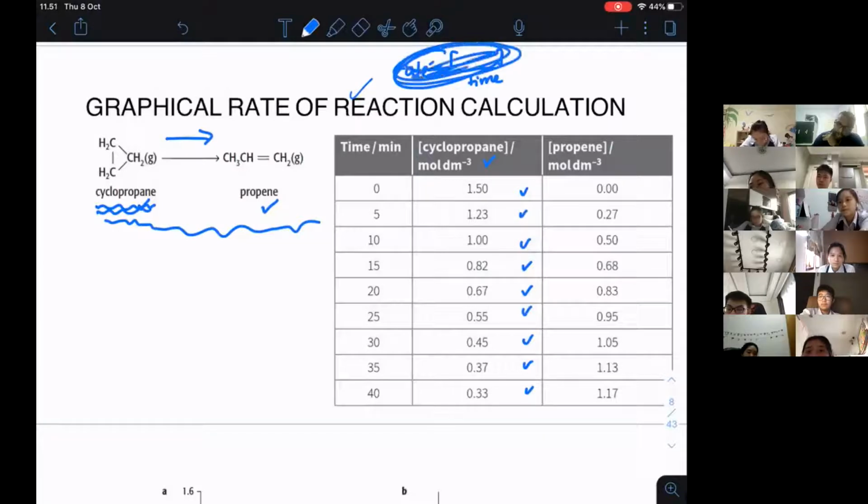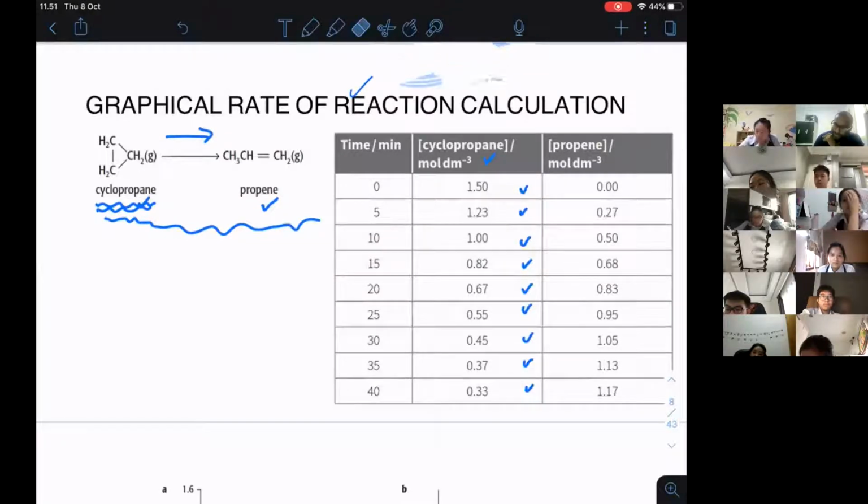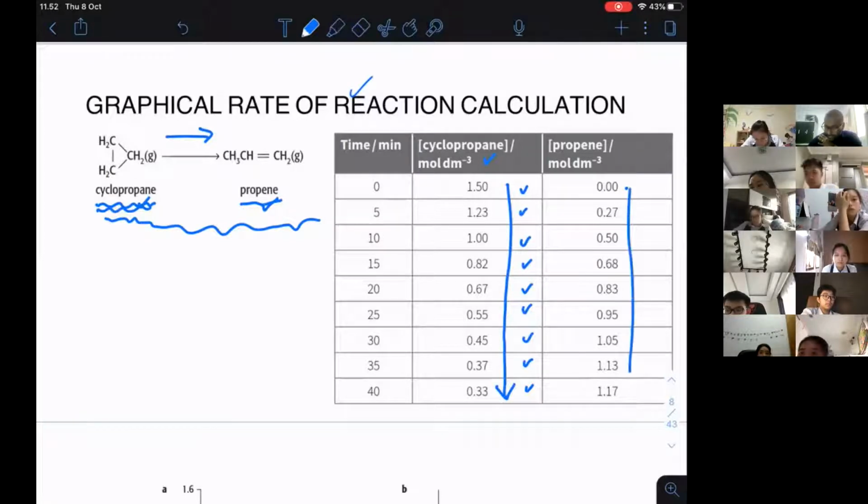Before this one, hold on. I went too far ahead already. Okay, here, it's just concentration, and you know that the concentration will go down. You can see the concentration is going down. And I know propene is being formed from zero, from nothing, so it's going to increase. It means concentration is increasing for propene and decreasing over here. That is very important.